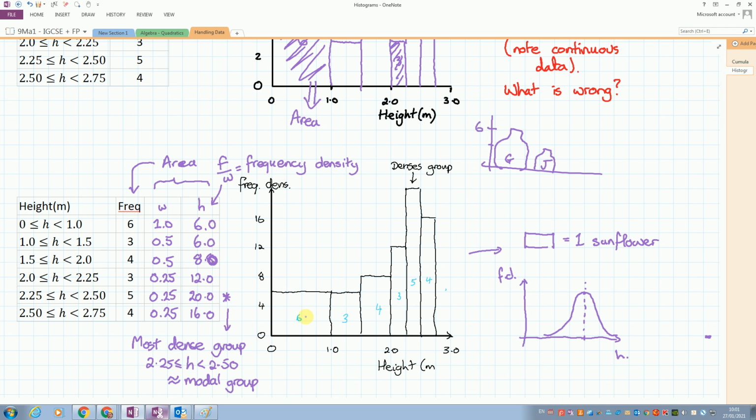You've got 2 other ones to do, the frequency curves, and find the densest modal group. Okay, it's not a modal group, but it is the most dense group around of results.